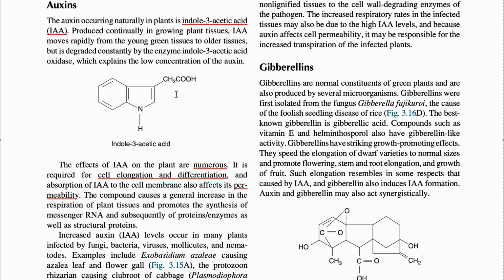Coming to gibberellin, gibberellins are normal constituents of green plants and are also produced by several microorganisms. Gibberellins were first isolated from the fungus Gibberella fujikuroi, which causes foolish seedling of rice, just mentioned a few minutes before. These foolish seedlings are also called Bakanae disease of rice, right? So the best known gibberellin is gibberellic acid.